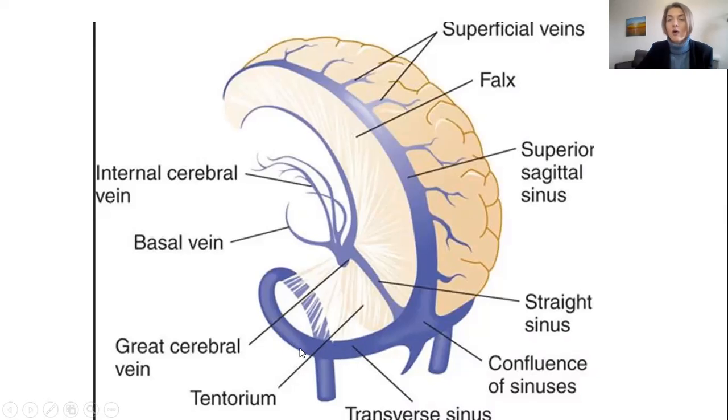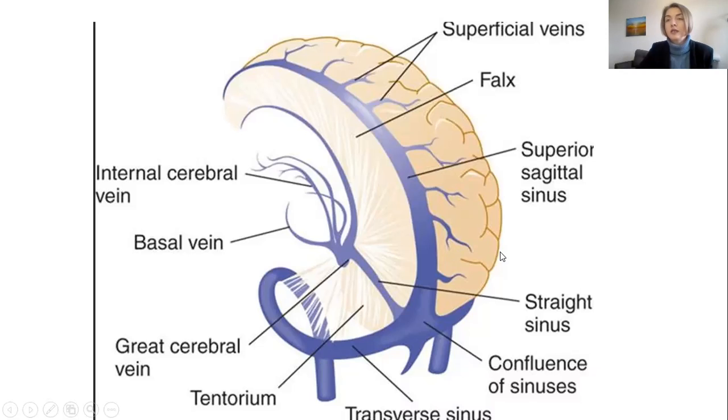It is very common for one transverse sinus to be larger than another due to asymmetrical drainage of the blood. Transverse sinuses drain into the sigmoid sinuses. Sigmoid sinuses pass the jugular foramen to drain into the internal jugular vein.